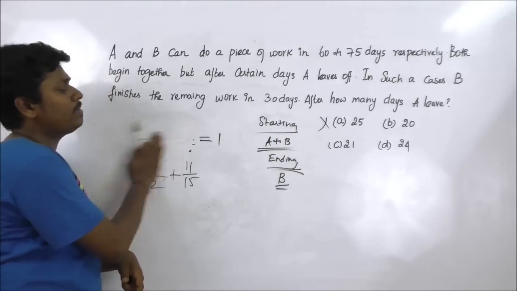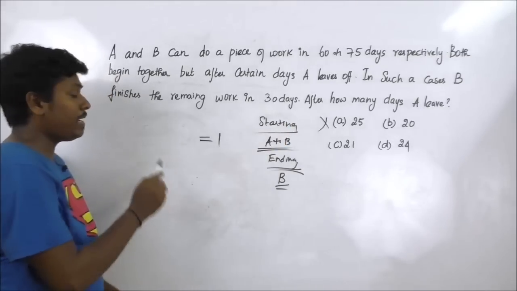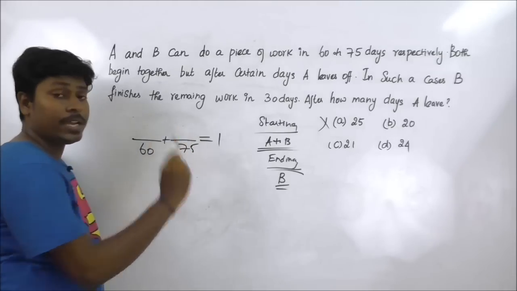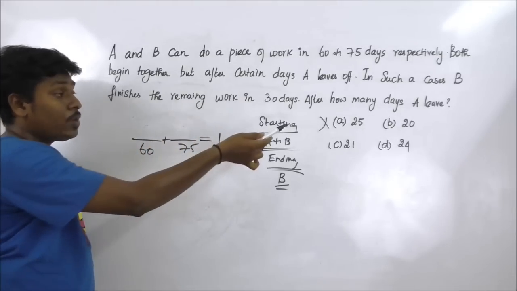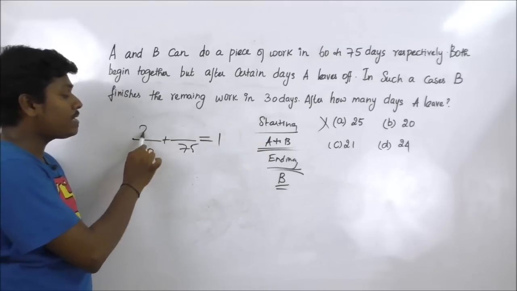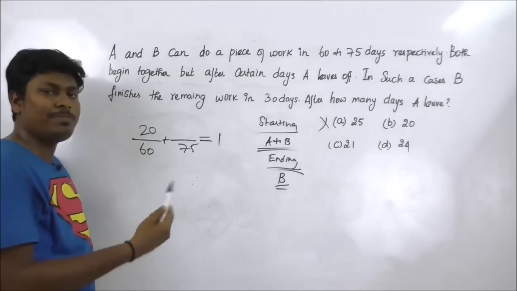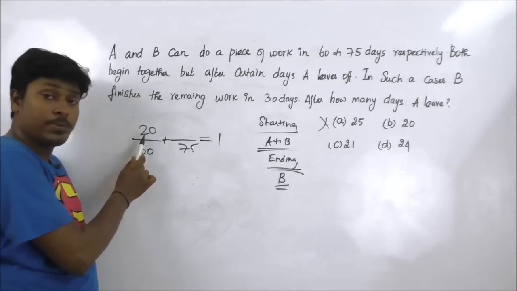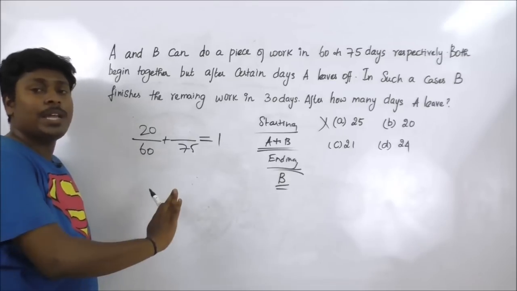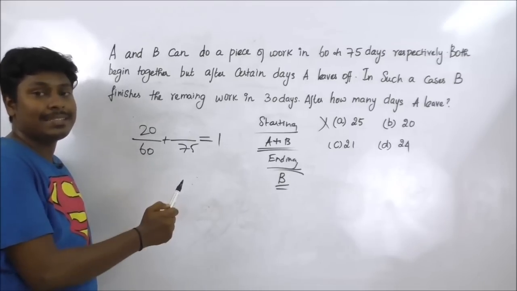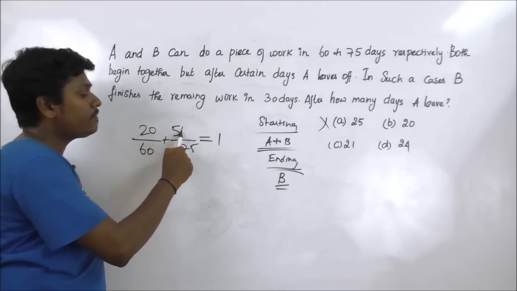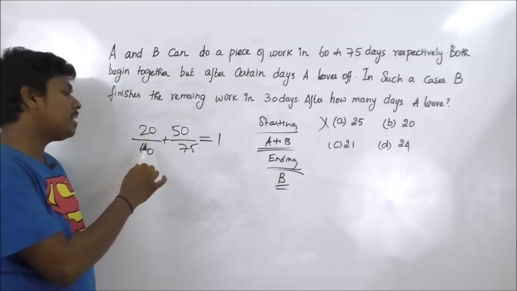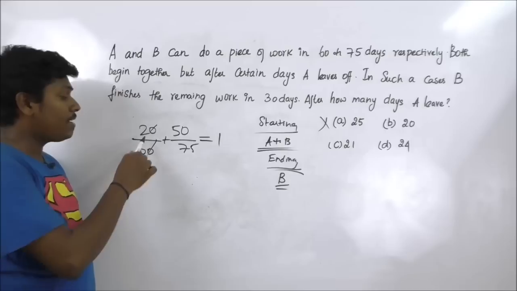Go for the second option, which is option number 2, that is 20. Similarly, substitute the value, which is 60 and 75. So our target is to get 1. If the second option is 20, so A has done the job in 20 days. What about B? B has done the remaining job in 30 days. So if A is 20 days, B has to work, when compared to A, 30 days excess. So if 30 days excess, 50 is the day where B has to work.